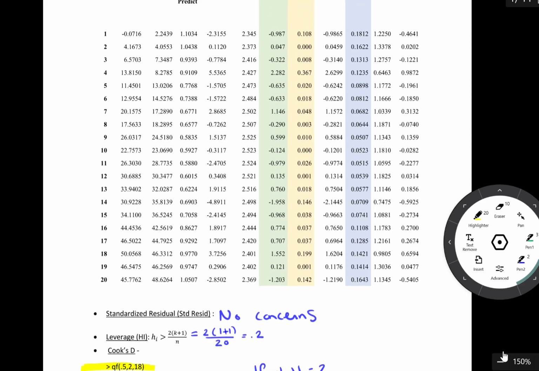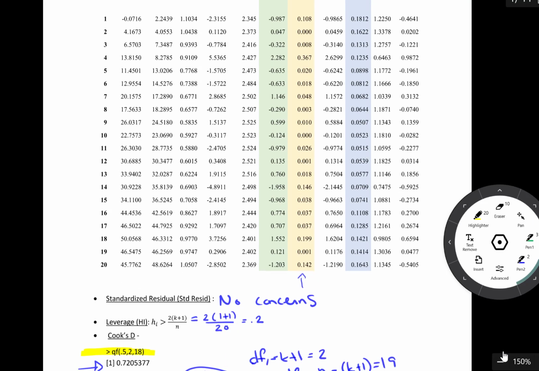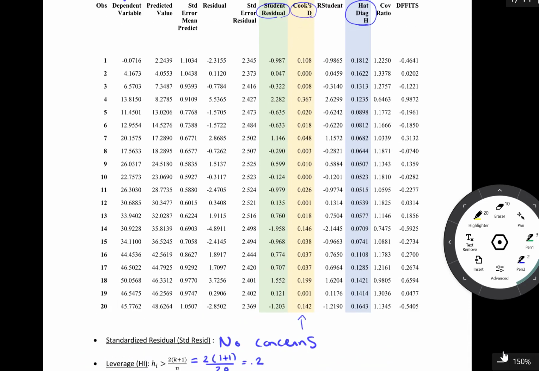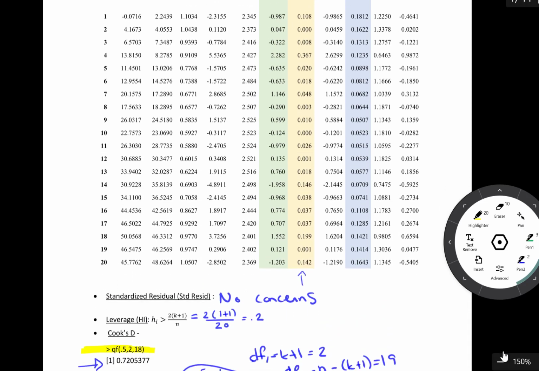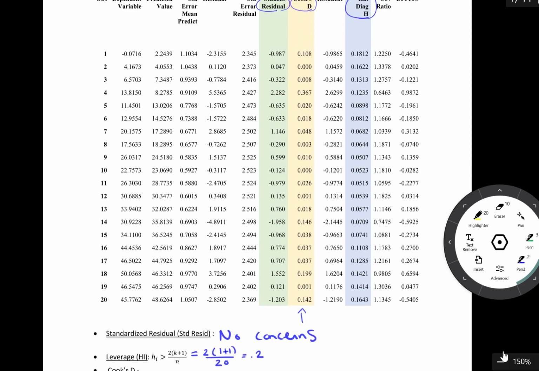Looking through the Cook's D values here, notice that none of them are greater than that 0.2. Oh, actually, I take that back. Sorry, for Cook's D we're comparing to 0.72, not 0.2. Comparing to 0.72, we don't have any values that are greater than 0.72, so we don't have any concerns with Cook's D.